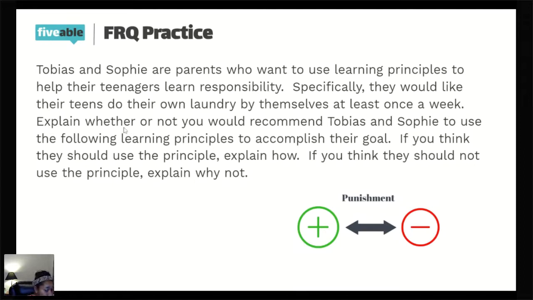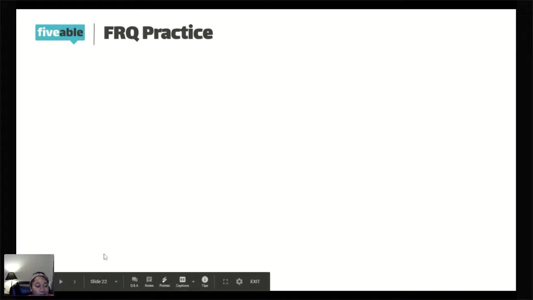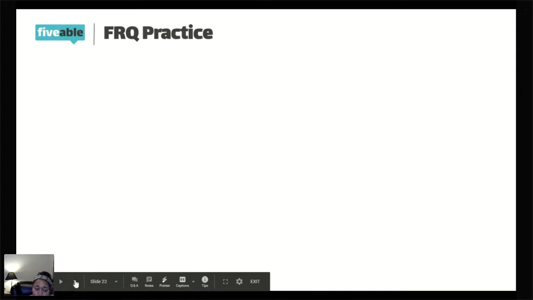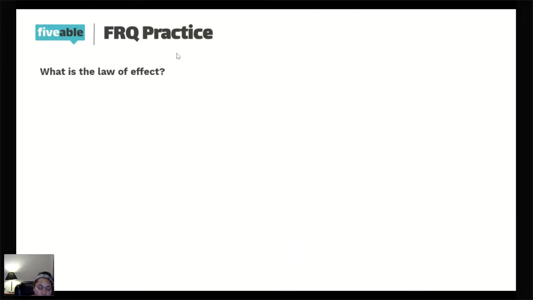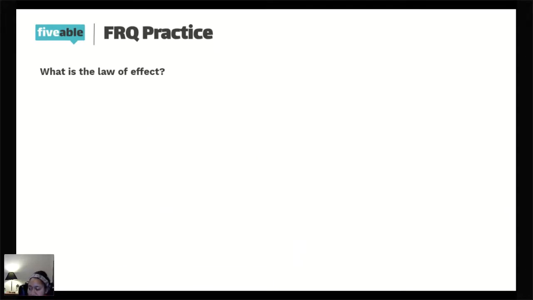And what principles do we have now? We have law of effect, and we have negative punishment, and that's it. So I thought that was the third one. So we have law of effect and negative punishment. So you know the drill. You know what we've got to do. We have to identify law of effect. Now we have to define law of effect. So what is law of effect? I'll give you guys a few seconds to answer that and tell me what you think it is.